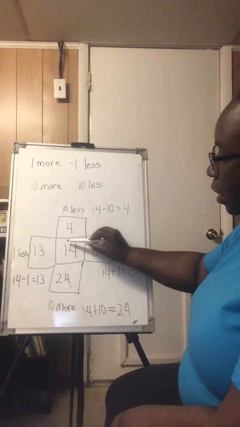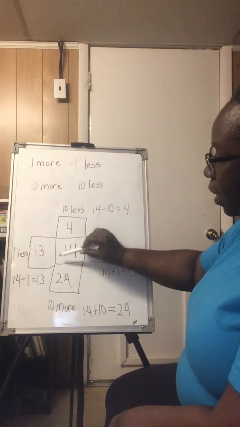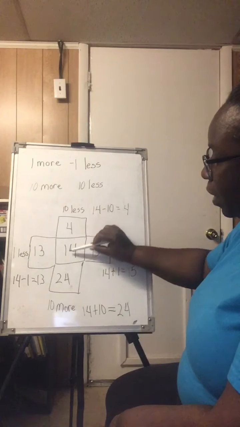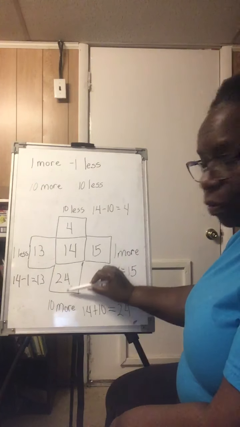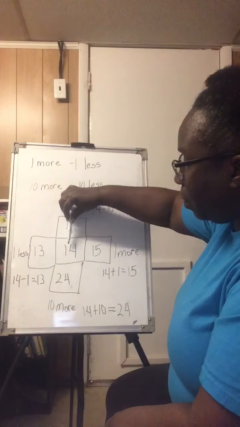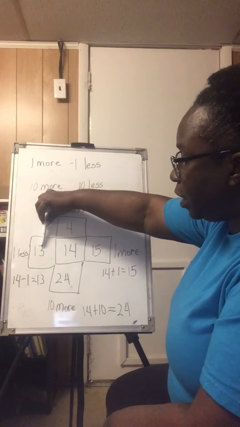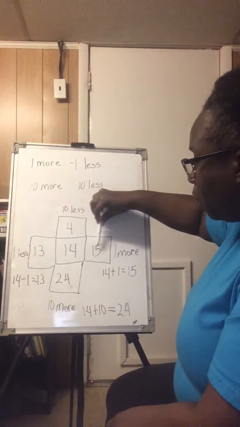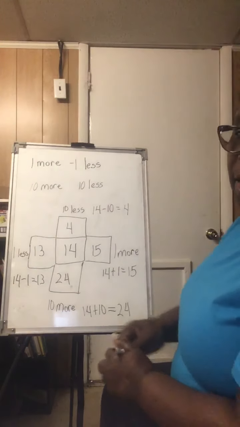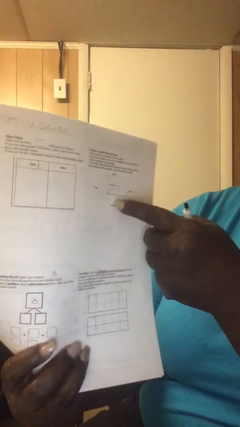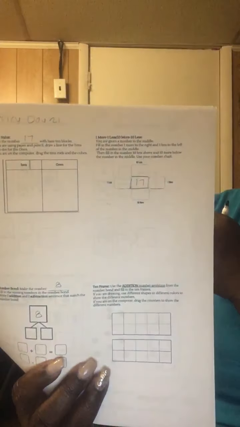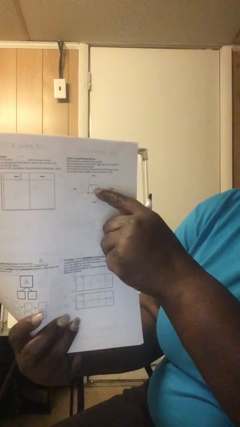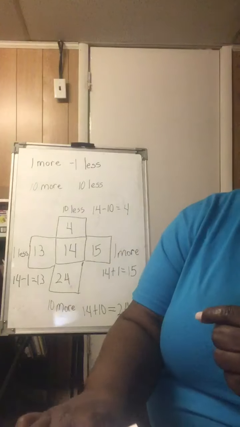Okay? So I start out with 14. 10 less than 14. I took 10 out from 14. I got 4. 10 more than 14 gave me 24. 1 less than 14 gave me 13. 1 more than 14 gave me 15. And that is how you work the 1 more, 1 less, 10 more, 10 less square. Okay? So you're looking at your number in the middle and you're giving the answers off from that.